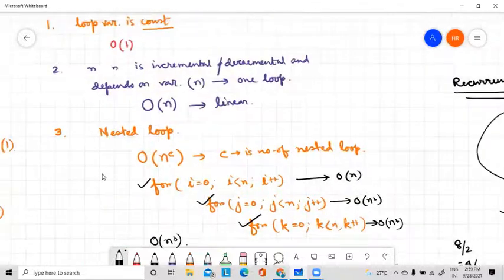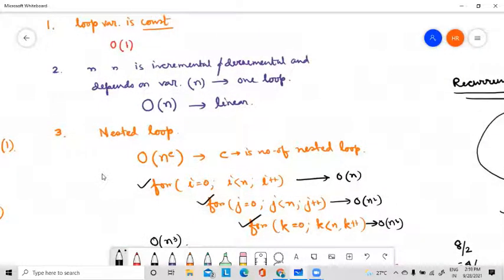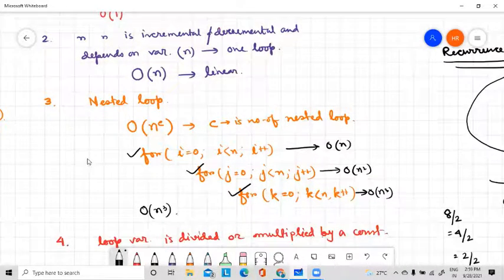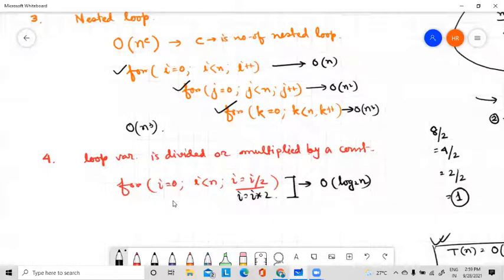Whether the loop variable is constant or not, whether the loop variable is incremental or decremental, how many nested loops are used, whether the loop variable is multiplied or divided. Based on this, you can easily calculate the time complexity.